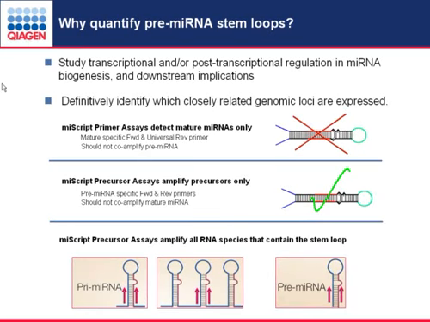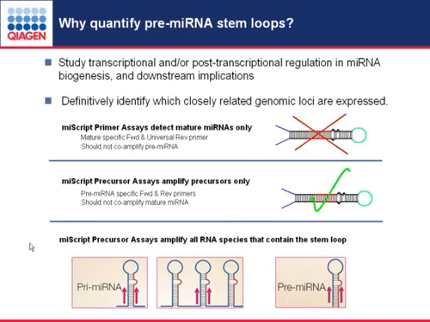And just to show how these assays work, the mature microRNA primer assays only detect mature microRNA, and these do not co-amplify precursor microRNA under extensive studies that we have done. On the other hand, microScript precursor assays only amplify precursors. The precursor assays have both a forward and a specific pre-miRNA primer, and in extensive studies these have been shown to not co-amplify mature microRNAs.